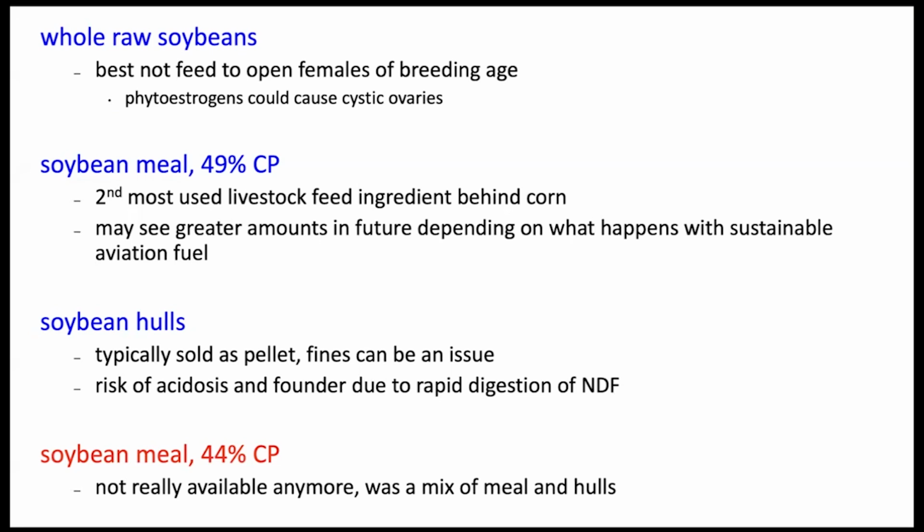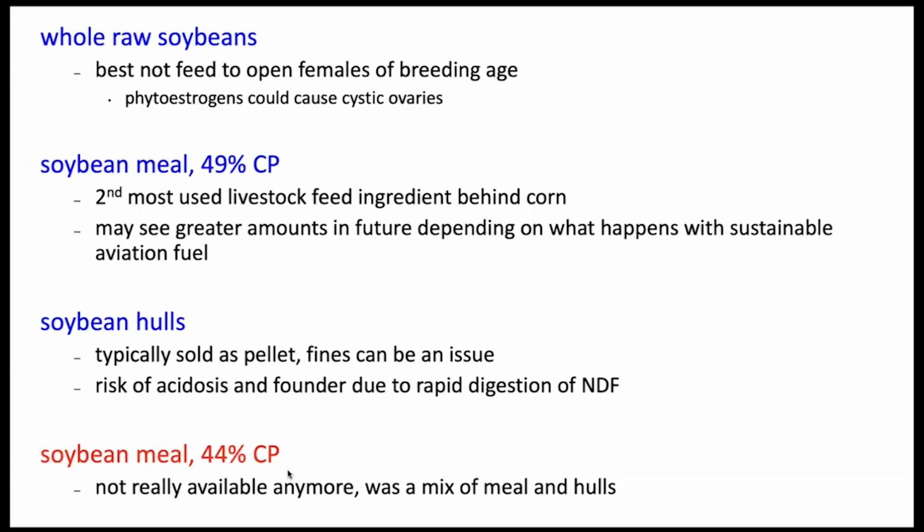As I indicated earlier, soybean meal is the second most used livestock feed ingredient behind corn. Most of that is going into the swine market and the poultry market, but we are seeing more of it on the cattle side of things. We may start seeing even more soybean meal available depending on what happens with sustainable aviation fuel. They were looking at using soybean oil to make it. Soybean hulls are typically sold as a pellet. We do sometimes see a lot of fines with soybean hulls. There is a risk of acidosis due to that rapid digestion of NDF I was talking about earlier.